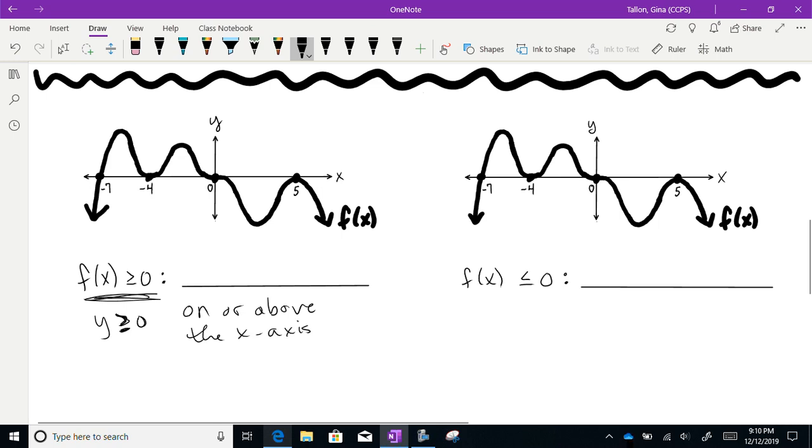All right, back to my blue. Do I want to include the points that are on the x-axis? Yes, I do. It says on or above, so I'm going to include the -7. I'm going to include the -4. I'm going to include the 0, and I'm going to include the 5. So I have solid dots on those points that say include me, don't forget me.